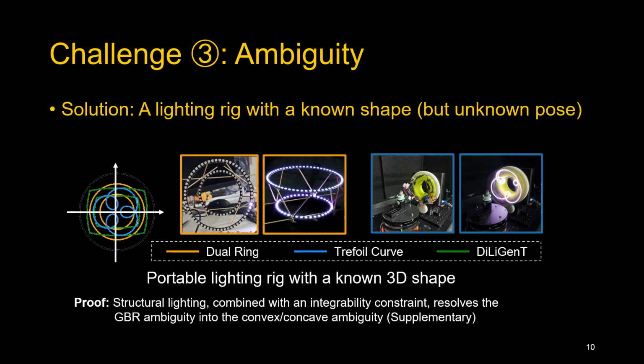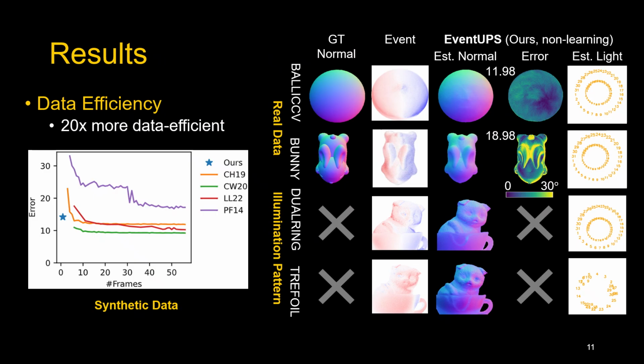Finally, to solve the inherent ambiguity in the uncalibrated problem, we replace assumptions about the surface with a mild assumption about the light source. We use a lighting rig with a known 3D shape, but its global pose is completely unknown. We proved that this geometric prior is sufficient to resolve the generalized bas-relief ambiguity down to the classic convex-concave case. Our results validate this framework.